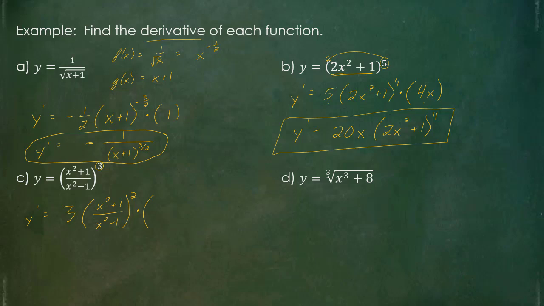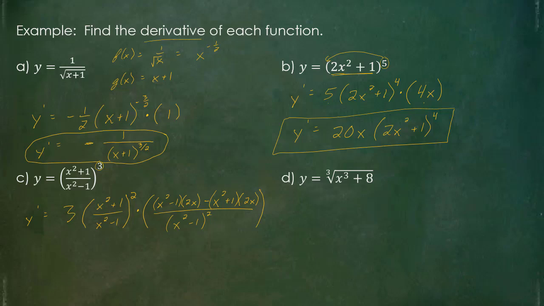So the derivative of that inside function, now I'd have to use that quotient rule. So that would be low d high, so that would be x squared minus 1 times the derivative of the top, so that's 2x, minus high d low, so that would be the top, x squared plus 1, times the derivative of the bottom, which also happens to be 2x. Then it's all over the bottom squared. So notice this one got a little bit more intense because the inside function was now a quotient and not just a single polynomial like the first two examples.